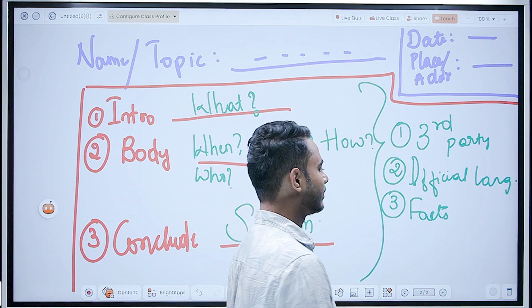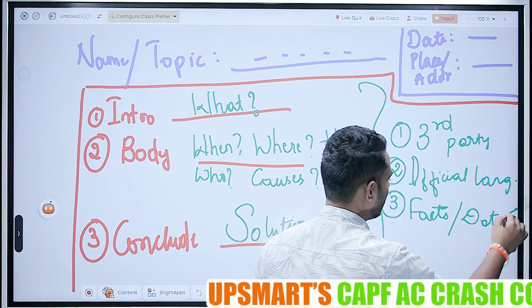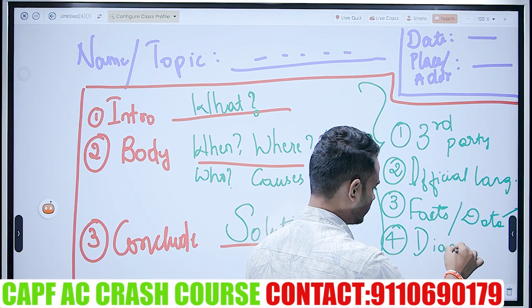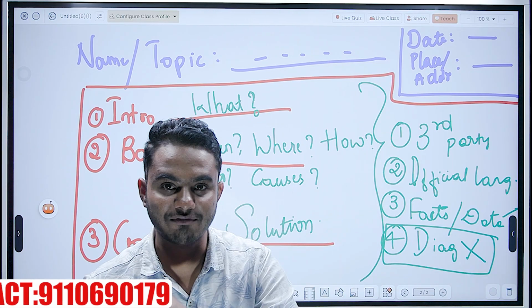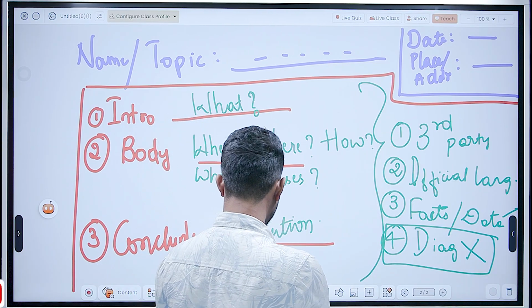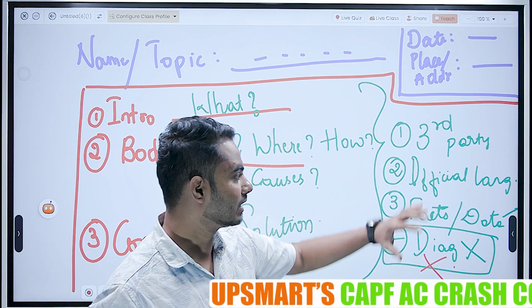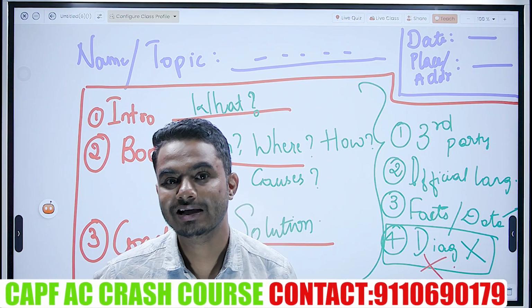I'll give you an example. Facts or data are fine. Then the diagrams, it's a big red flag. Don't give any kind of diagrams in the essay writing, or I mean in the report writing. No diagrams are expected. So building this, we'll get into the clear approach now.